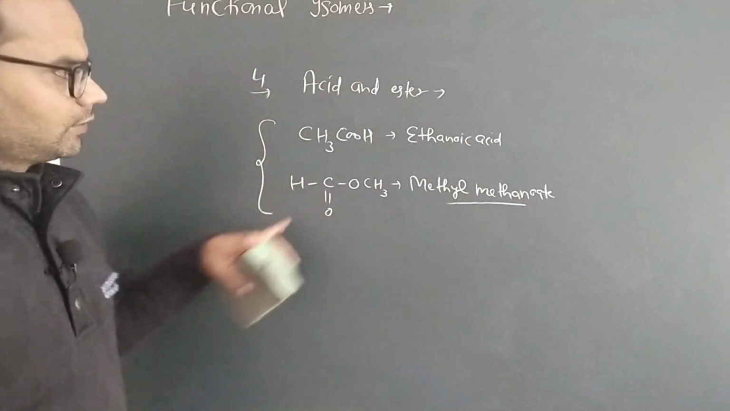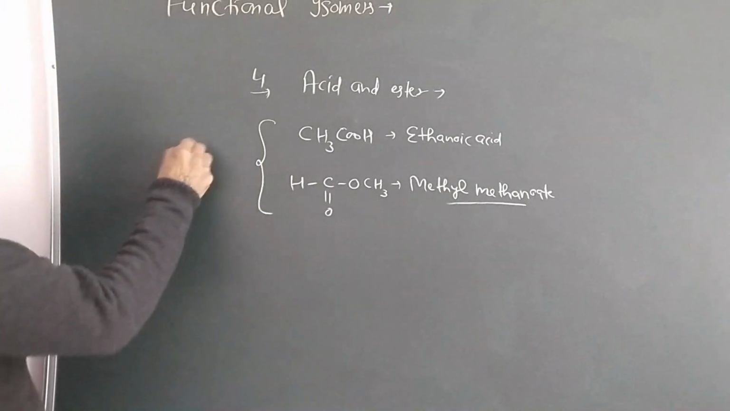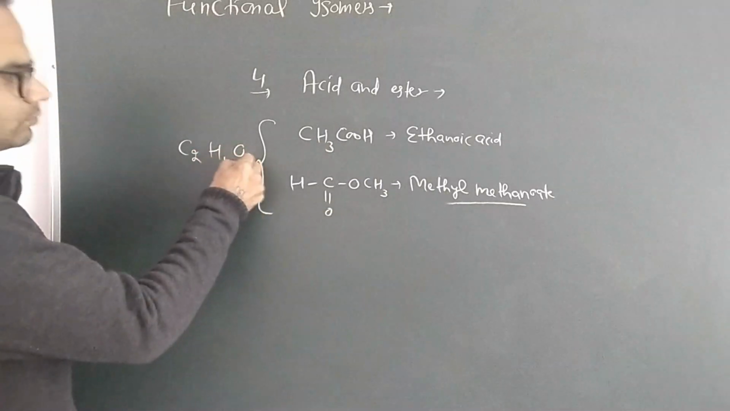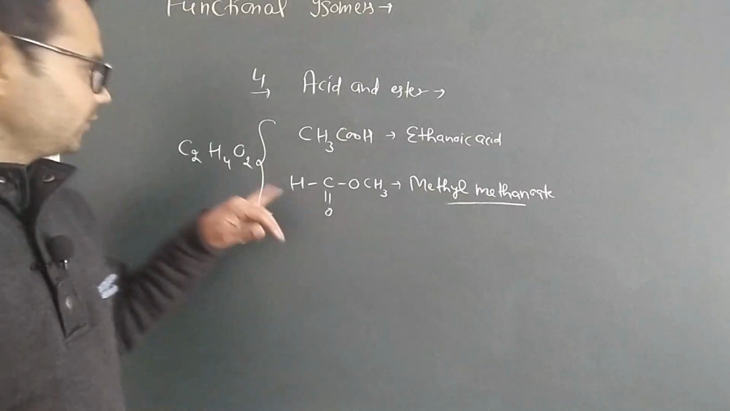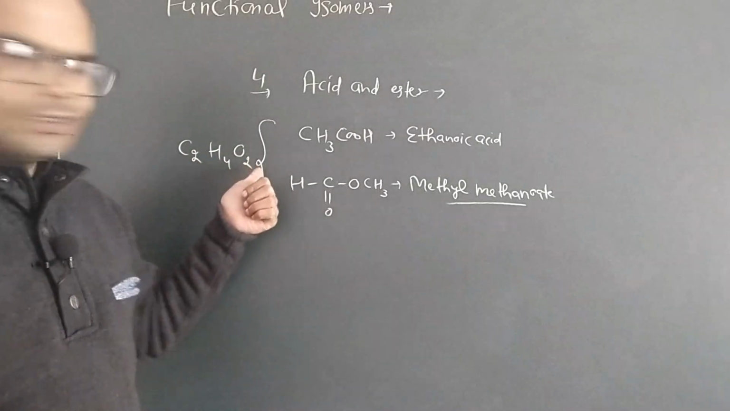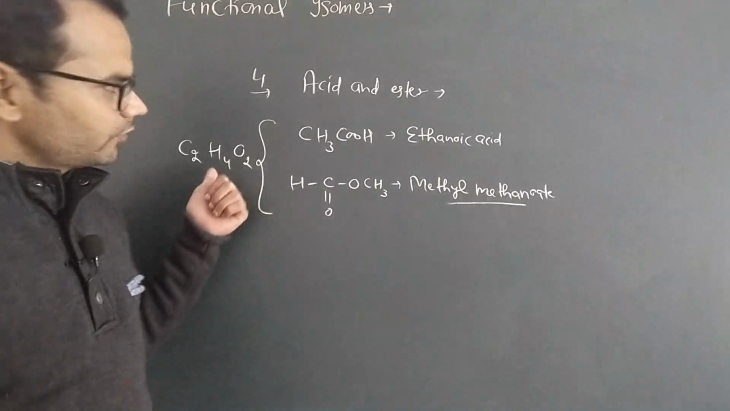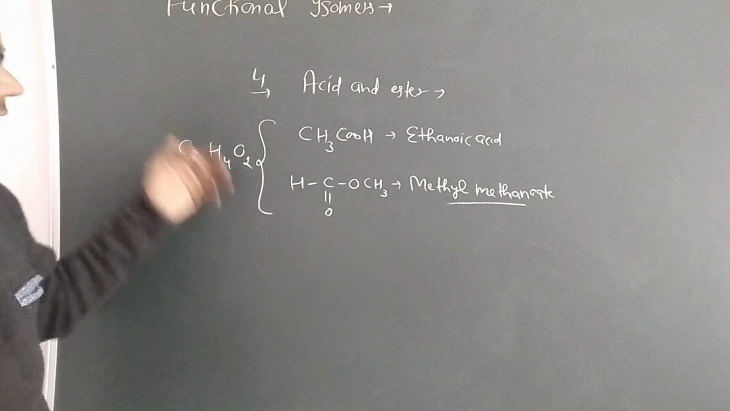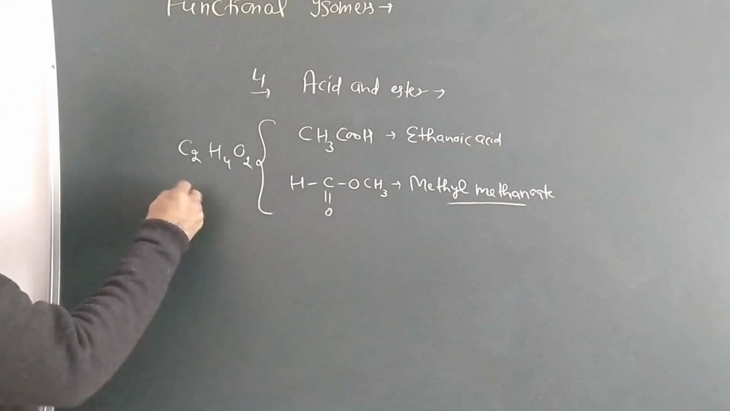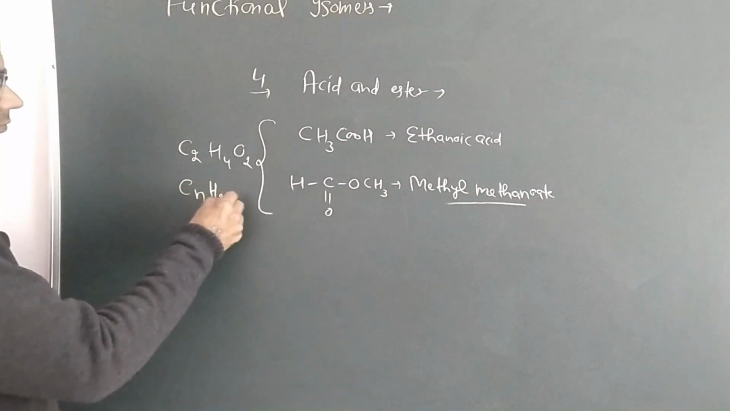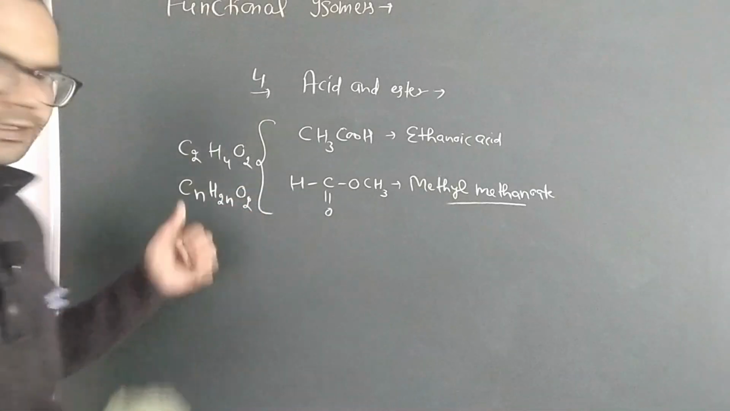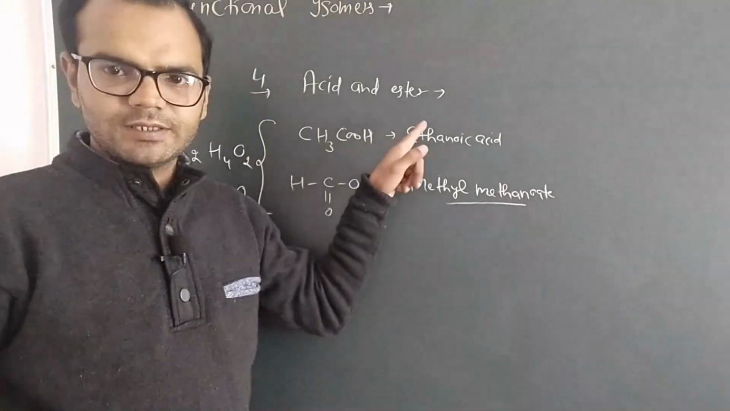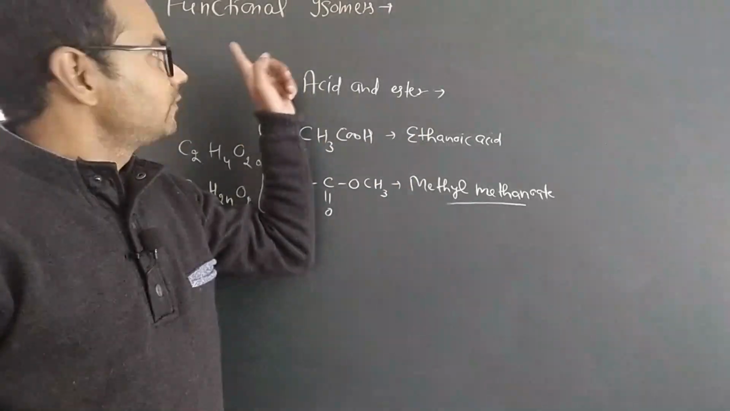And if we write their condensed formula, then it is C2H4O2. So here is the conclusion. If 2 oxygen atoms are there and hydrogen is just double, then that formula represents acid and ester. So we can write their general formula with respect to n carbon, and that will be CnH2nO2. It will represent 2 functional groups, acid and ester. So this is the set number 4 of functional isomers.